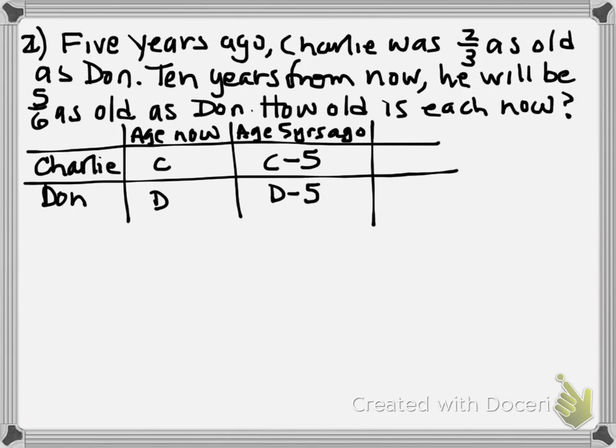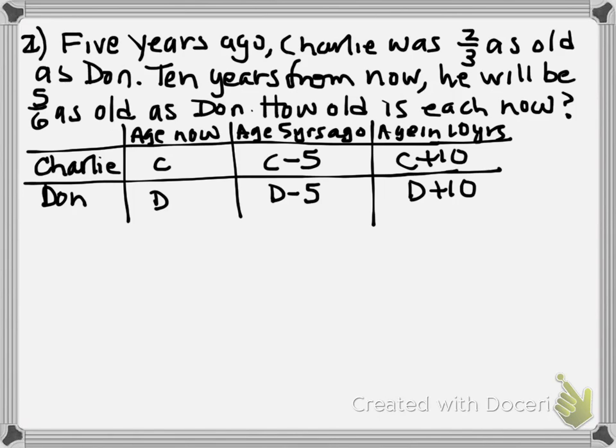Okay, and then they talk about the age 10 years from now. So I tend to write that age in 10 years. So what am I going to do to their current age to get to the 10 years from now? I'm going to add the 10 to both of them. All right, now I want to talk about another thing. So notice these are not equations. These are just definitions at the 3 different ages.